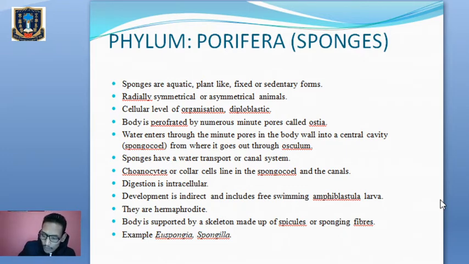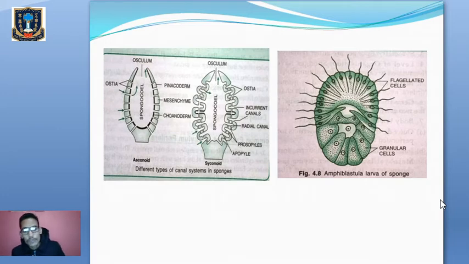So let's go through the diagram. Let's check it out. The first one you can see over here is the presence of the water canal system in the sponges. So this is the central canal which is called the spongocoel, and the water from the central canal goes out through the osculum, the single opening. Okay, so the water will go out from the central cavity to the outside with the help of the osculum, and this one is the amphiblastula larva of sponges.